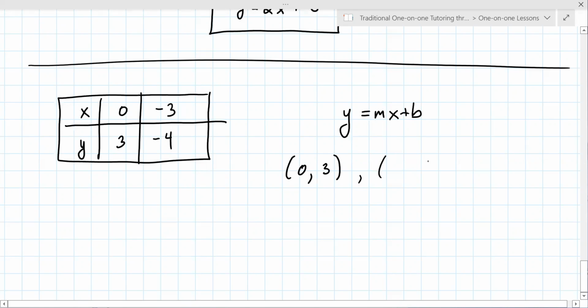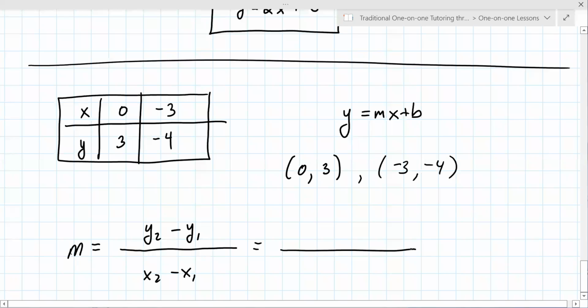How about the next one here? What's the next ordered pair? -3, -4. Good. All right. What's the slope formula? Y2 minus Y1 over X2 minus X1. Yes. What is x1? X1 would be 3. No, 0. So this is x1 and this is y1, x2 and y2.